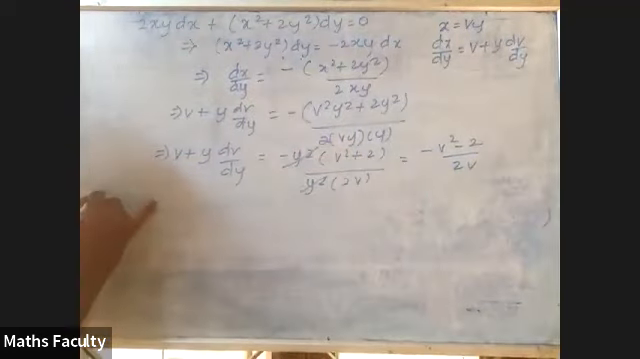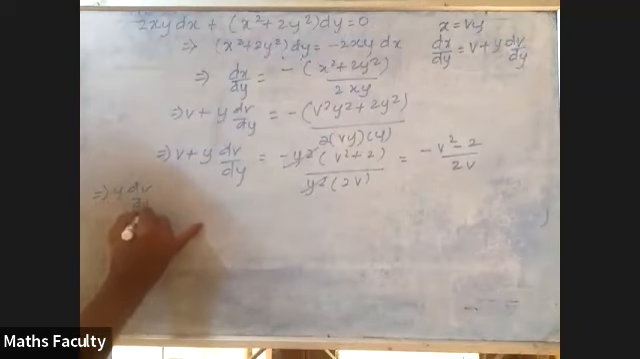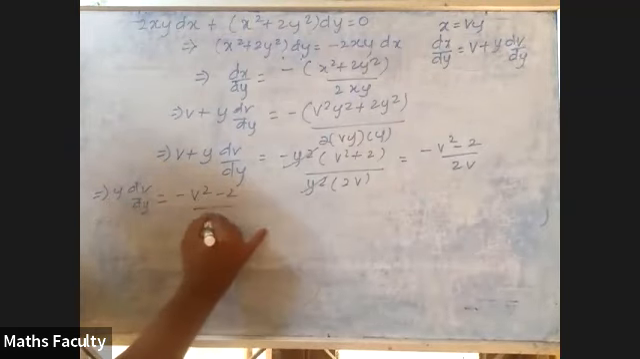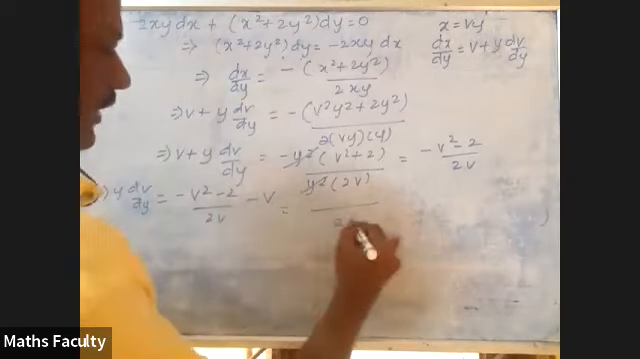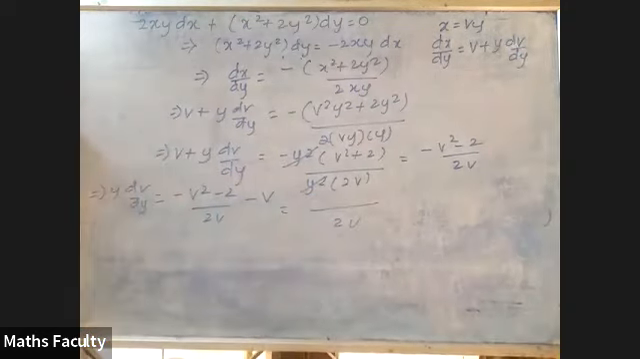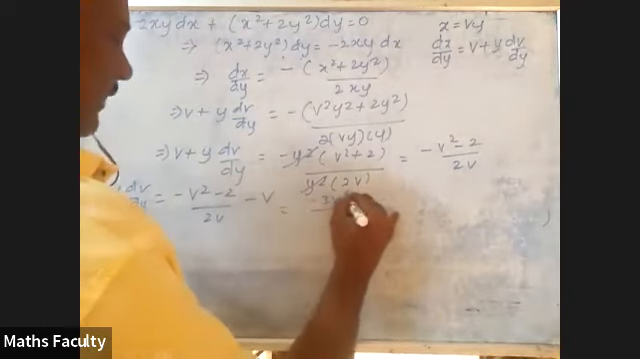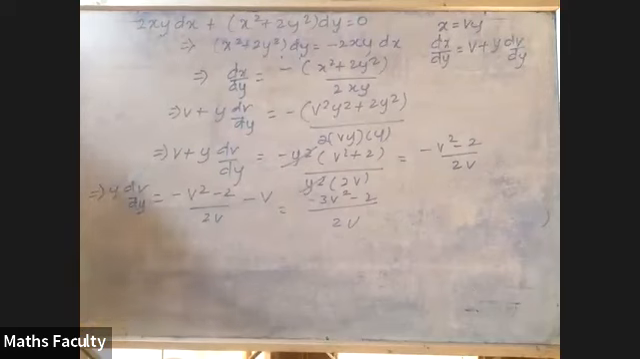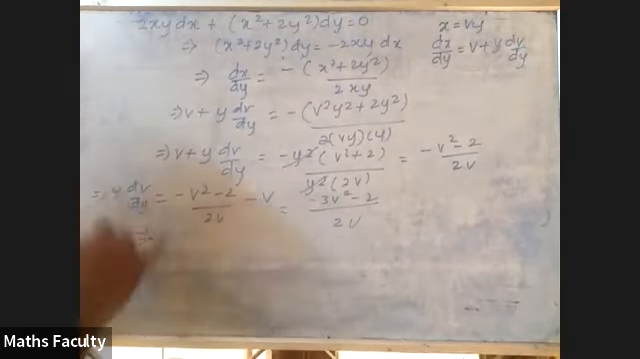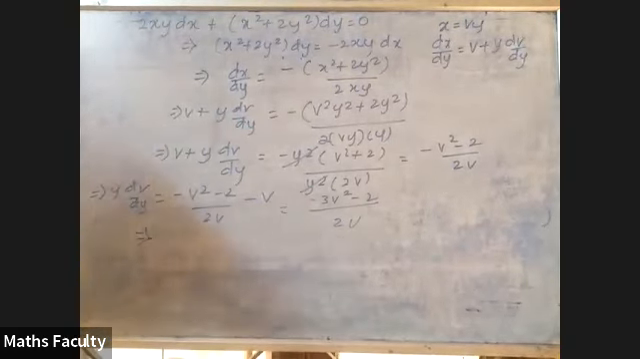Bring this v to that side: y dv by dy is equal to minus v square minus 2 divided by 2v, minus v. Now the problem is almost finished. Taking LCM, we get 2v. Minus v square minus 2 minus 2v square, simplifying, will give minus 3v square minus 2 divided by 2v.